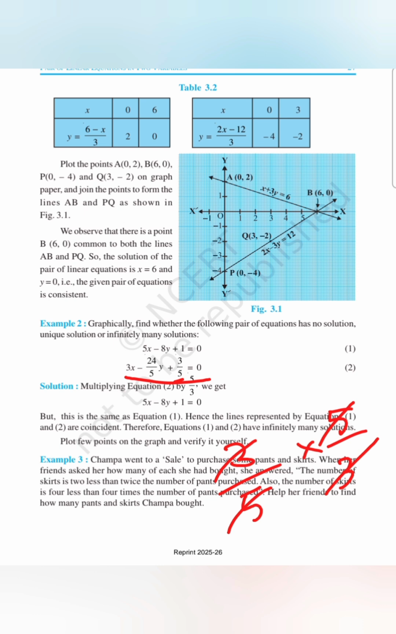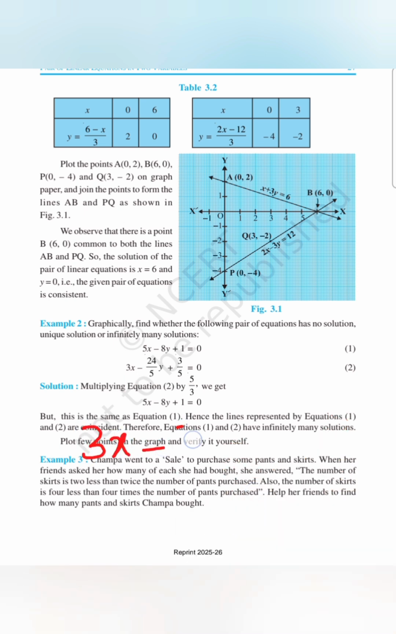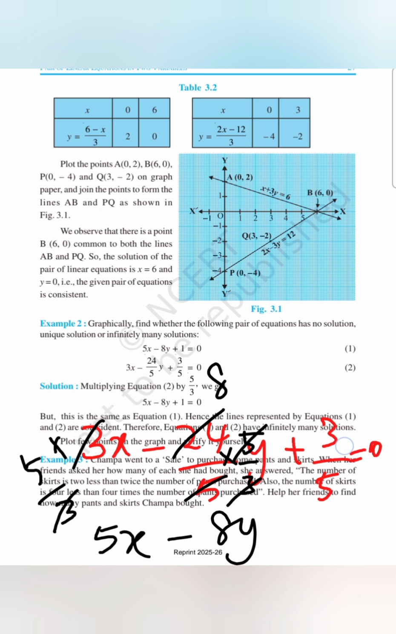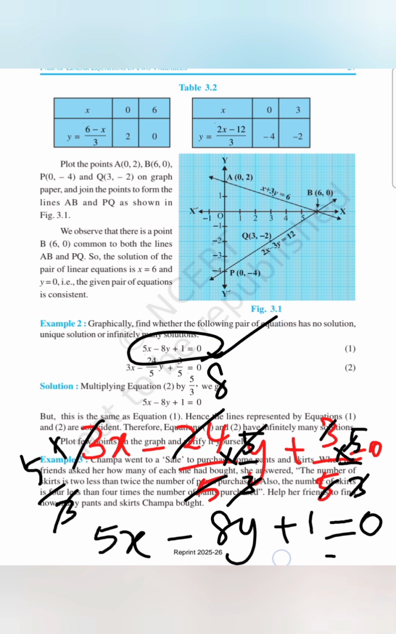Same way, if you multiply by 5 by 3 in all the terms, what happens? 3x minus 24 by 5 y plus 3 by 5 is equal to 0. So here multiply by 5 by 3. 3 and 3 get cancelled. You'll have 5x here. Here also into 5 by 3. 5 gets cancelled. 3 and 24 will get cancelled. You'll get 8 here. So minus 8y. And here it becomes 1 as I said before. So this becomes 5x minus 8y plus 1 is equal to 0, which is equal to the first equation. See, these two equations are same now.